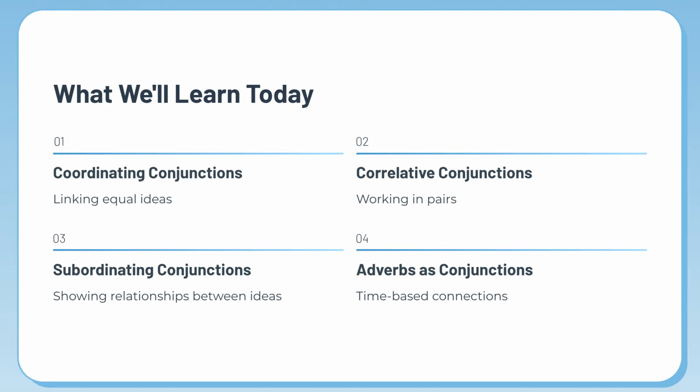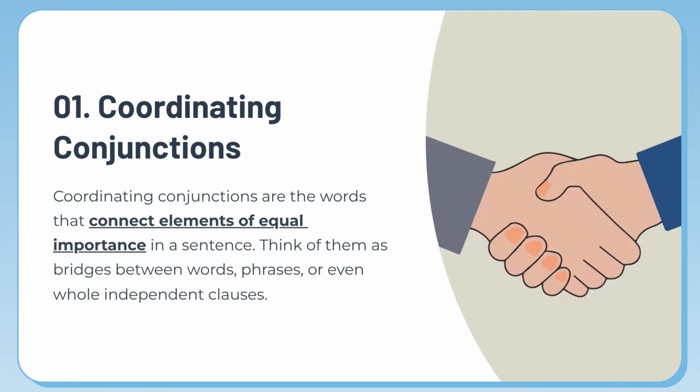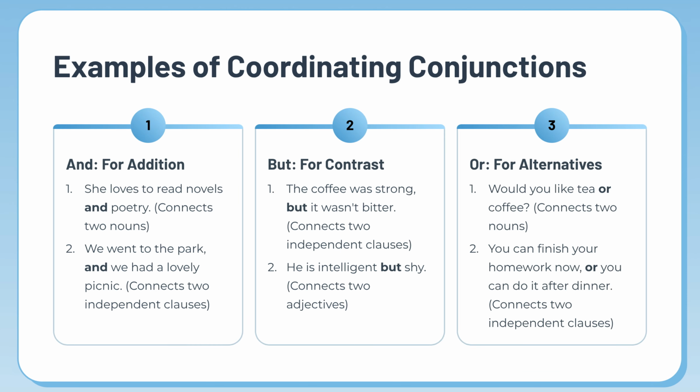Let's get started with the first type, coordinating conjunctions. Coordinating conjunctions connect ideas of equal importance. Think of them as bridges between words, phrases, or even full sentences. For example, she loves to read novels and poetry. Here, and joins two nouns, novels and poetry.